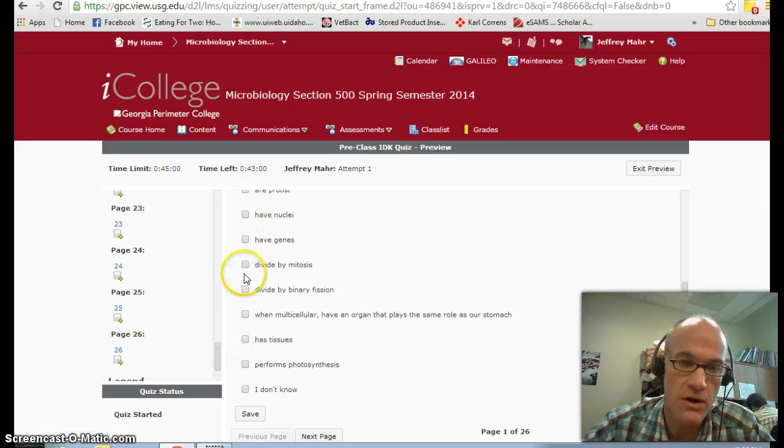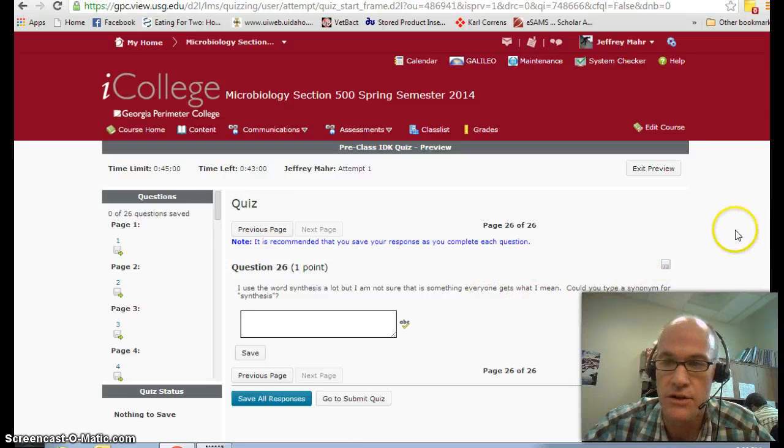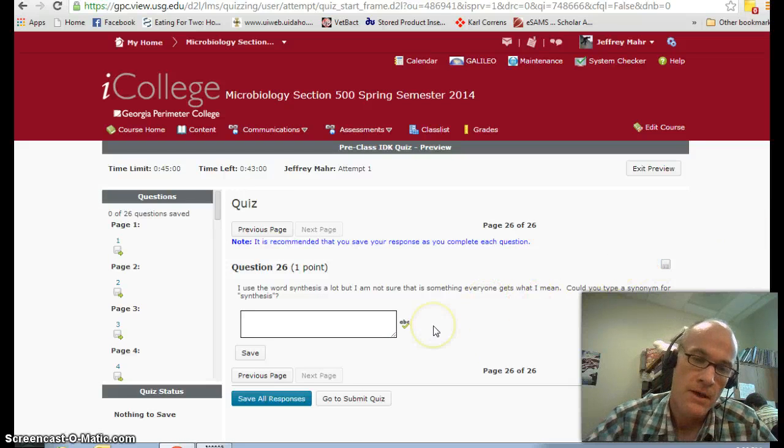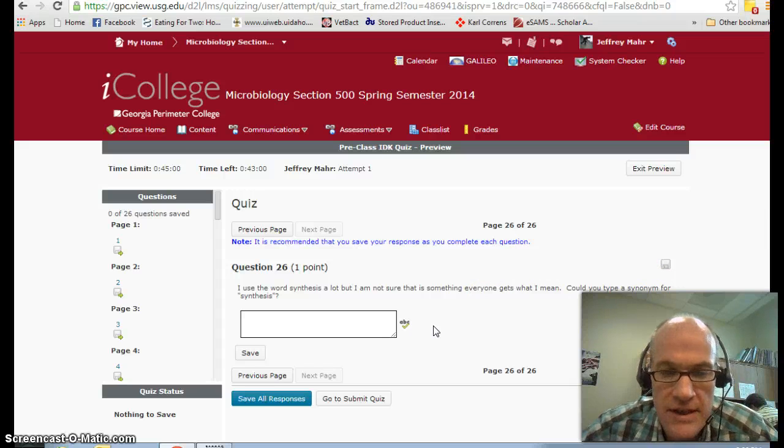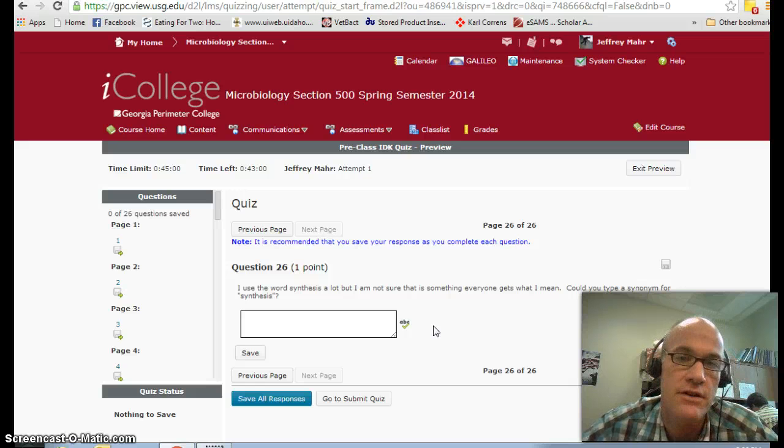Some of them are check all that apply. Another one I have on this first one, and this is one I usually do only on the first ones, is question 26. I use the word synthesis a lot, but I'm not sure everyone gets what I mean. Could you type a synonym for synthesis? I really do use that word a lot. To me, it means something very specific. You're going to hear me use it, and it's not going to be helpful. You're going to lose out if you don't understand what I mean.